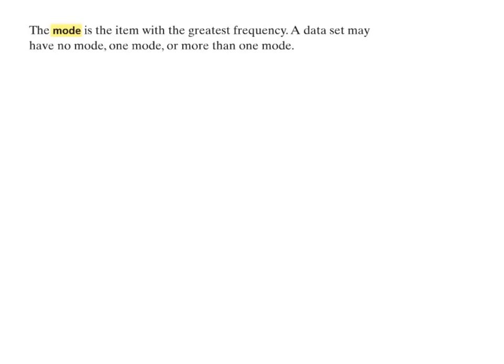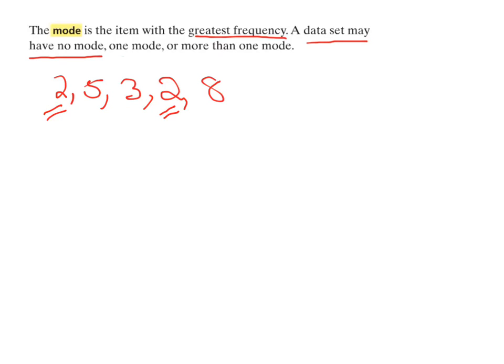The mode is the item with the greatest frequency. For example, if you have data values 2, 5, 3, 2, 8. Now which is the data item which is occurring the most? 2. So 2 is the mode of these data items. So the mode is the item with the greatest frequency. A data set may have no mode, one mode, or more than one mode.